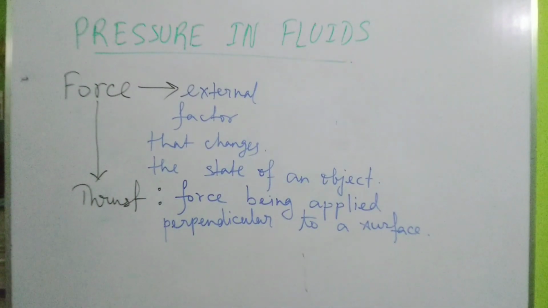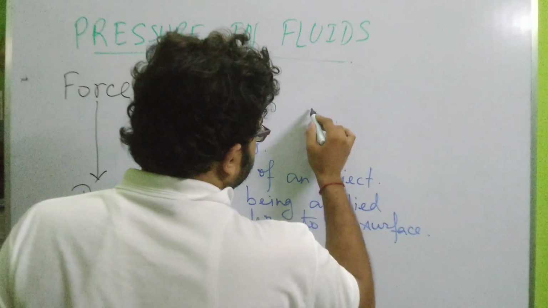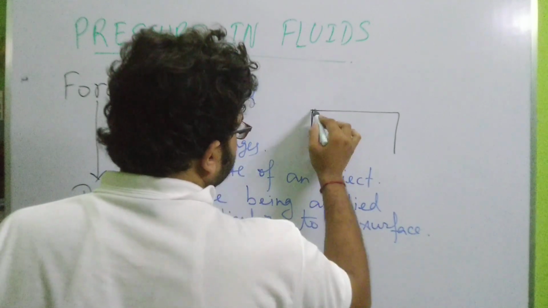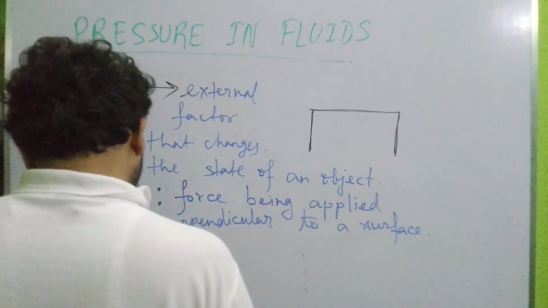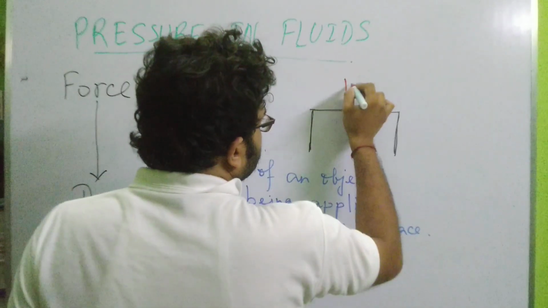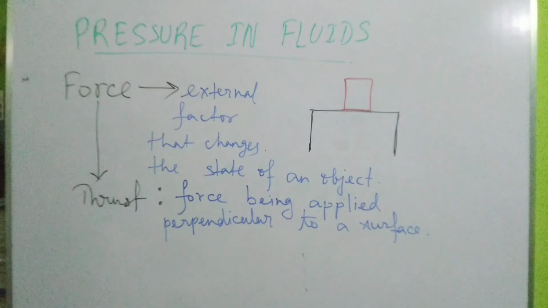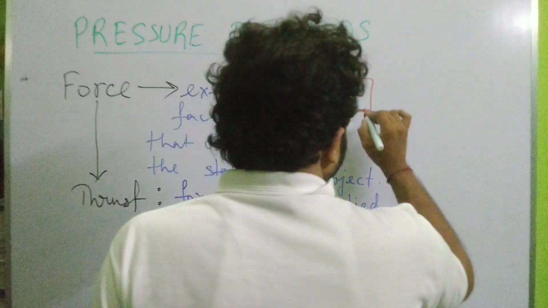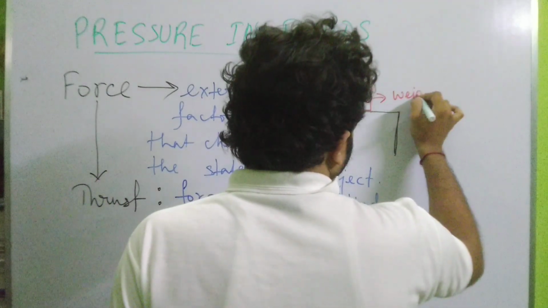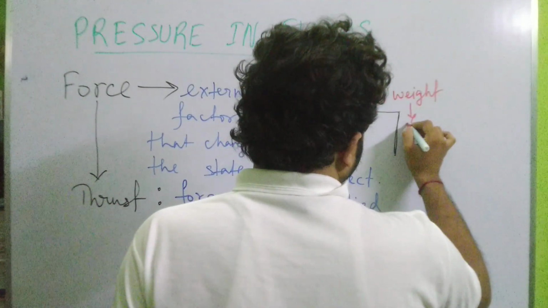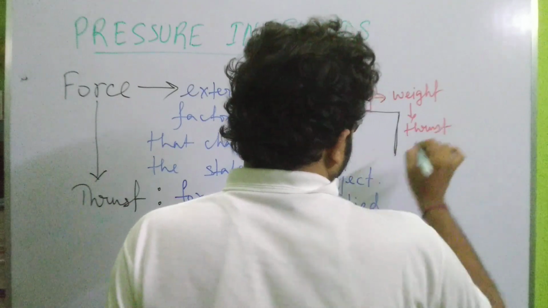When you have kept an object, so this is our surface, this is a tabletop. Now when you have kept an object over this, the object definitely exerts a thrust on the table surface. Now can you guess what is the value of the thrust exerted, or what you can equate the thrust with? It is basically the weight of this object that acts as the thrust over this table surface.